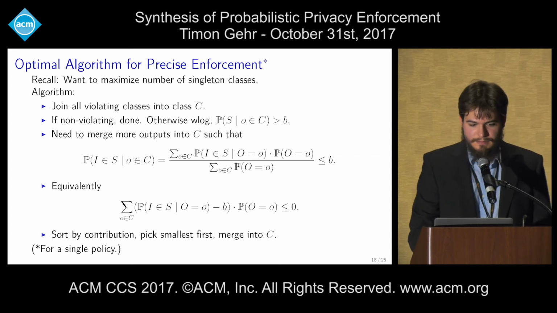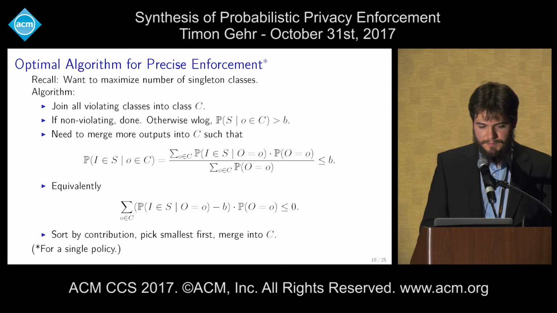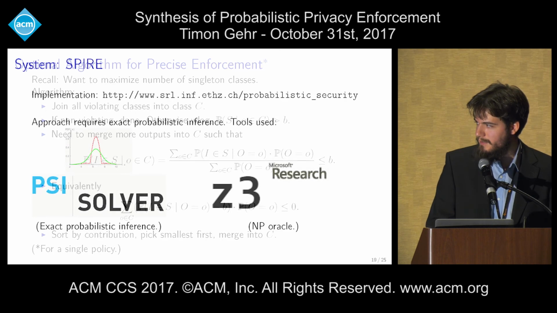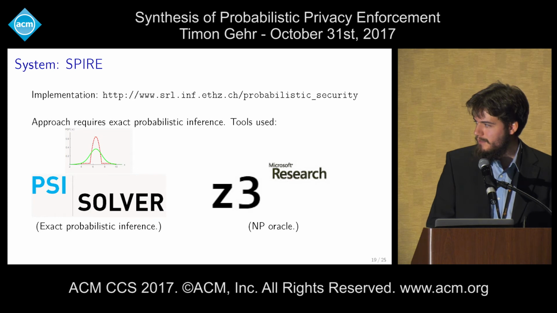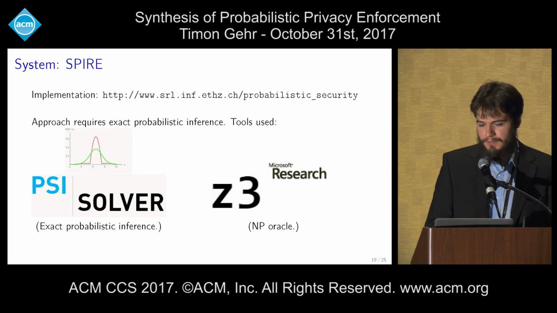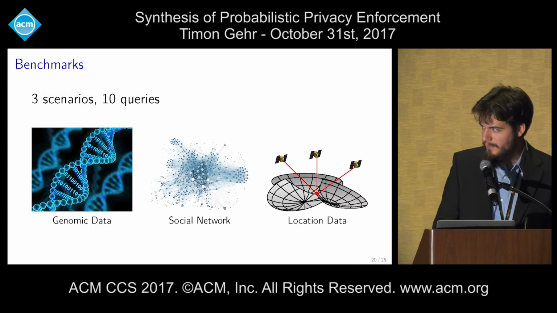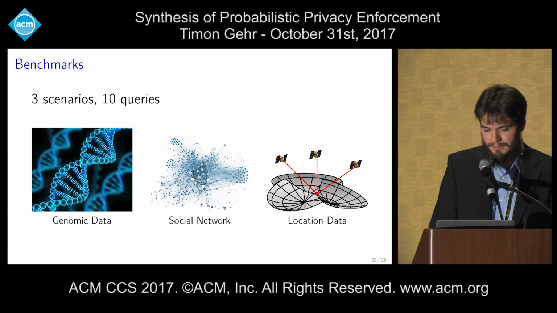Okay, so our system is called Spire. We have a full implementation under this URL. As the approach requires exact probabilistic inference, we've used the PSI solver for exact probabilistic inference. And we've used Z3 from Microsoft Research as the NP oracle for the SMT constraint solving. We have evaluated our approach on benchmarks from 3 scenarios. One is the genomic data that you're familiar with. The other one is political affiliations in a social network. And the first example is protecting location data.